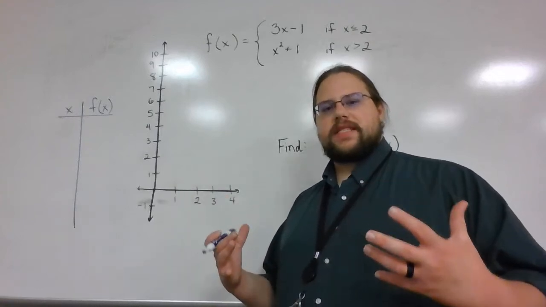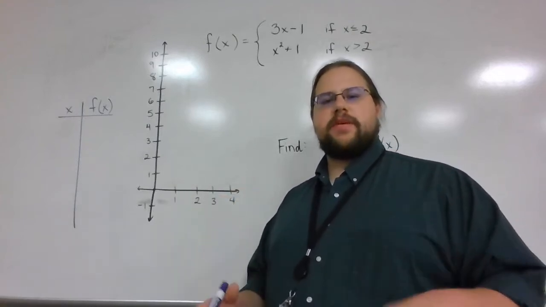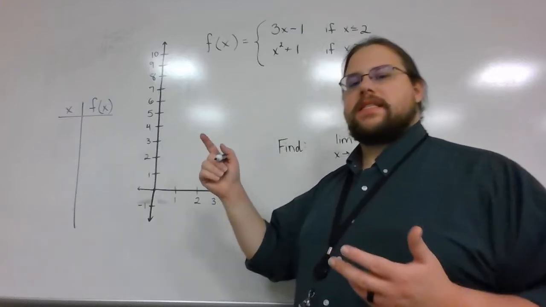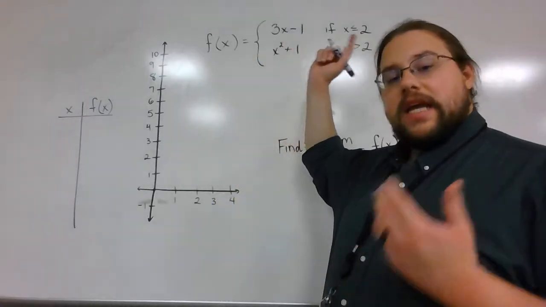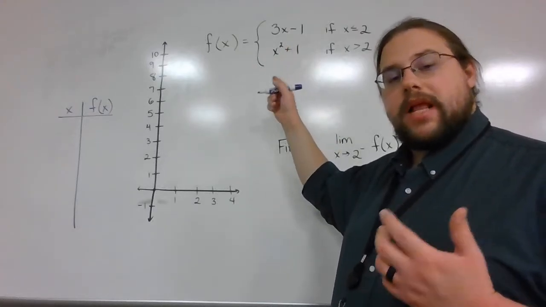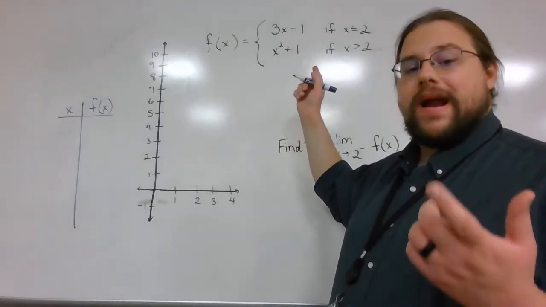So I wanted to do another example of one-sided limits using this piecewise defined function behind me. The first piece is defined as 3x minus 1 if x is less than or equal to 2. The other part says x squared plus 1 when x is greater than 2.